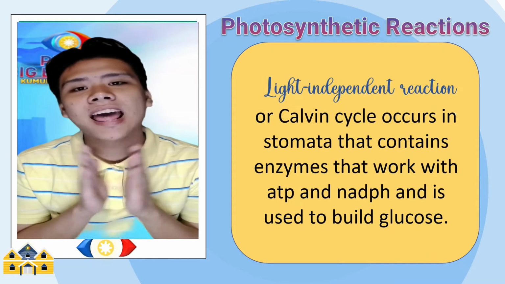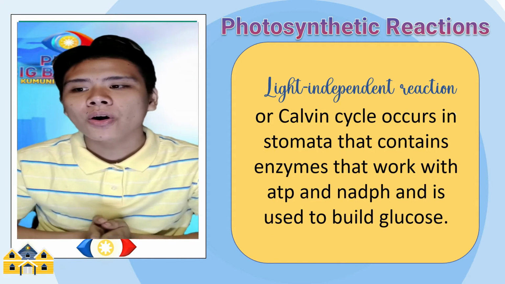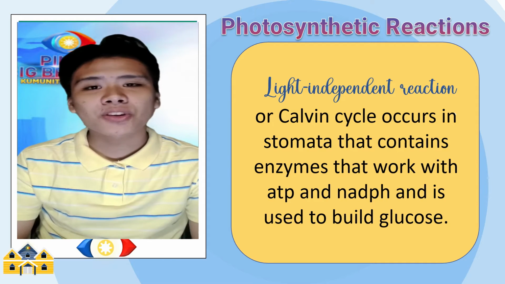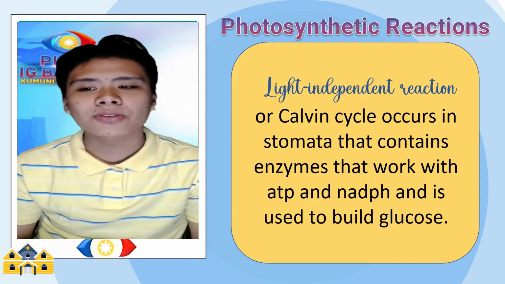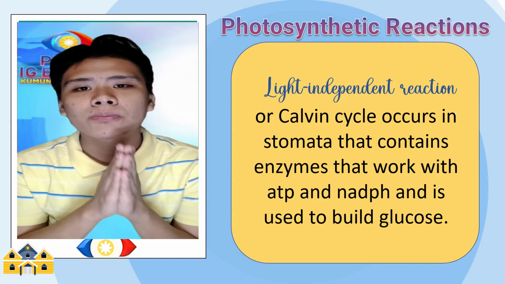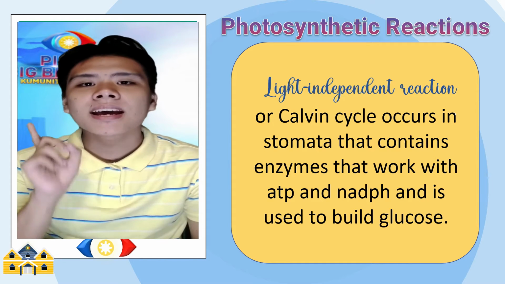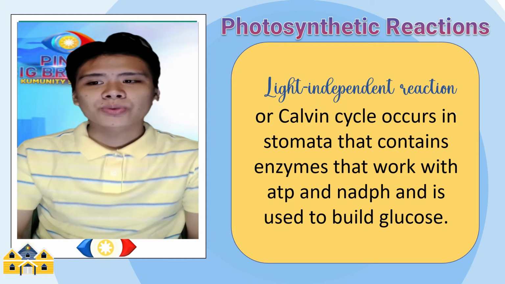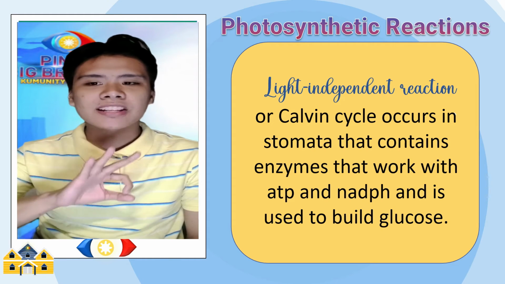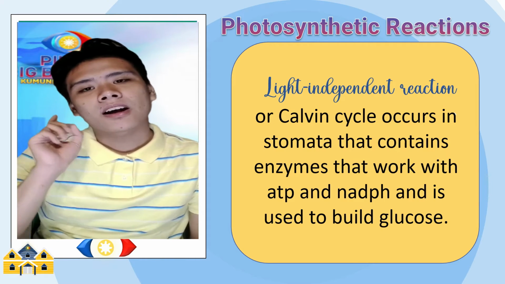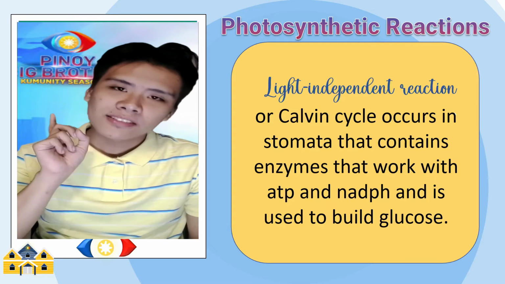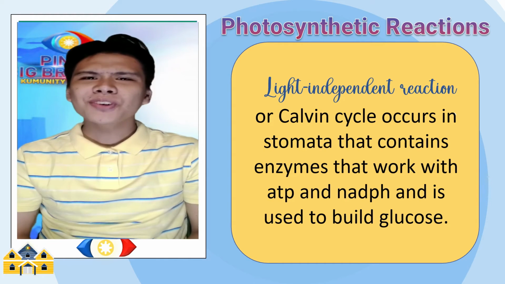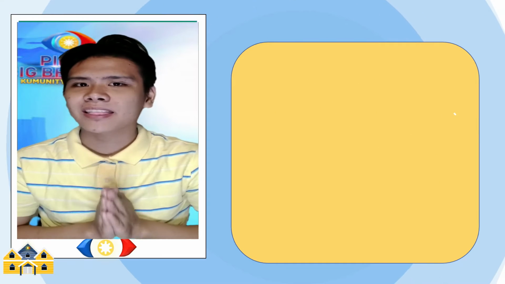Second is the light-independent reaction, or what we call the Calvin cycle. This usually occurs in the stomata part of the plant cell that contains enzymes that work with both ATP and NADPH to build glucose. So this reaction comprises three stages, namely carbon fixation, reduction, and regeneration. So referring to ATP, what is ATP?